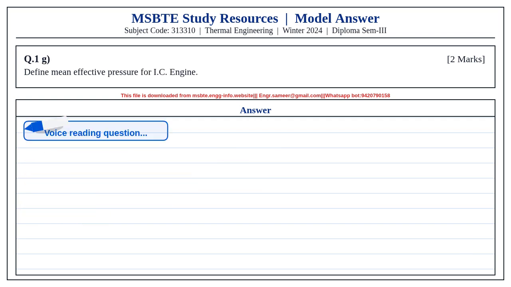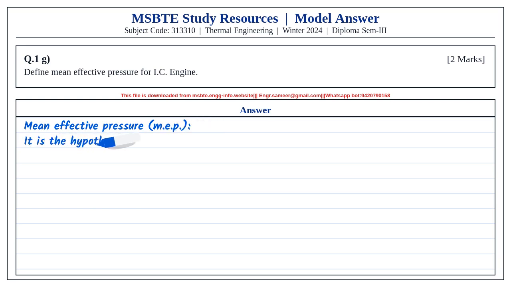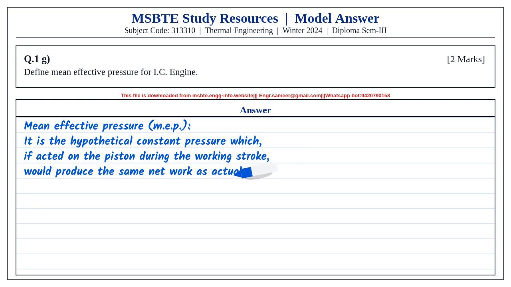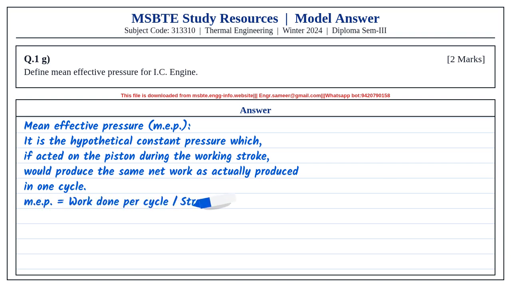Question 1g. Define mean effective pressure for IC engine. Mean effective pressure is the hypothetical constant pressure which, if acted on the piston during the working stroke, would produce the same net work as actually produced in one cycle. Mean effective pressure is equal to work done per cycle divided by stroke volume. Its unit is bar or Newton per square meter.